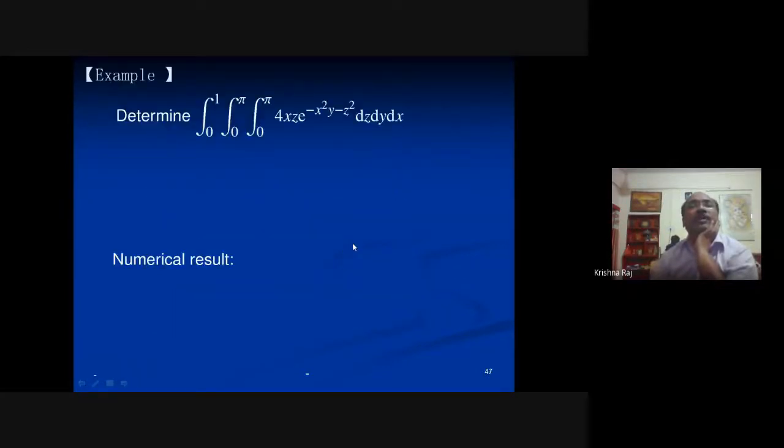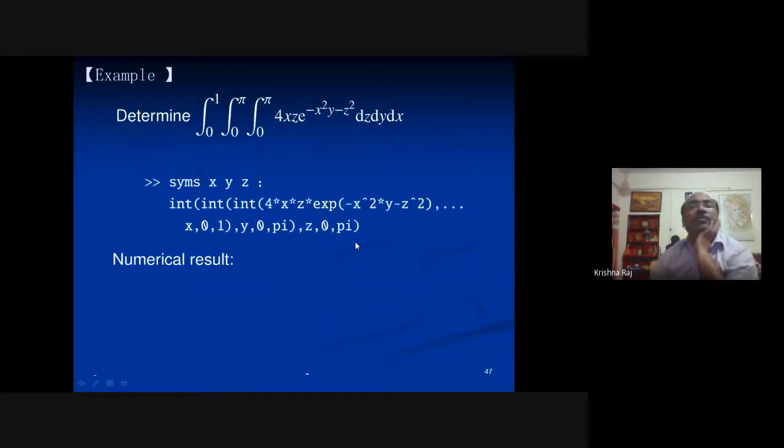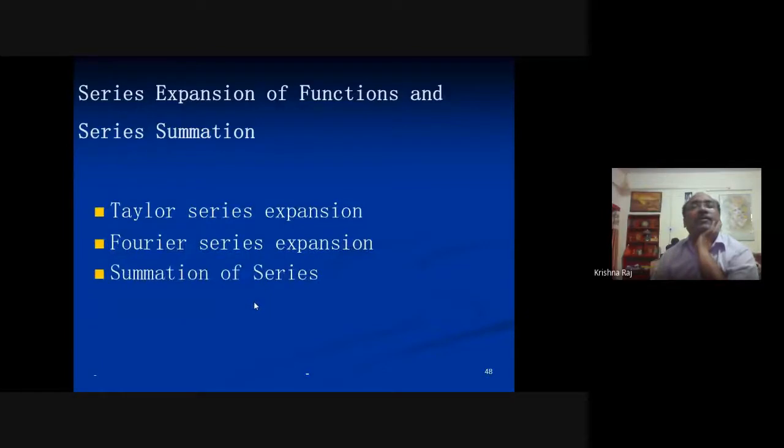If we are using it for integration, then this will be the int command like that here. This is also the command here, and the integration is 0 to 1, 0 to pi, and 0 to pi. Similarly, we have described it, and the numerical result will be described here. In order to get the numerical result, we have to use the vpa function. Then series expansion of the function and the series summation.